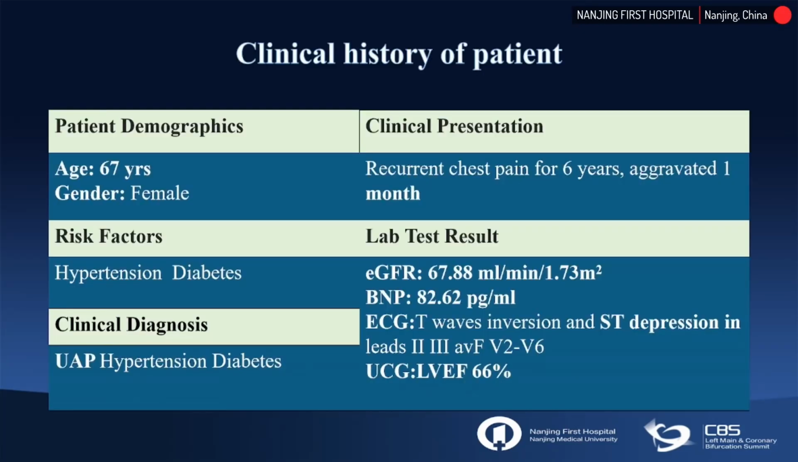Good morning, honorable doctor. It's a pleasure to present the patient's information. Patient, 67 years old, female, recurrent chest pain for 6 years and worsening for 1 month. Risk factors are hypertension and diabetes. The test result shows low eGFR and the BNP is normal. ECG showed T-wave inversion, ST depression in leads III, aVF, V2 and V6, and normal ejection fraction. We diagnosed the patient with unstable angina pectoris, hypertension, and diabetes.